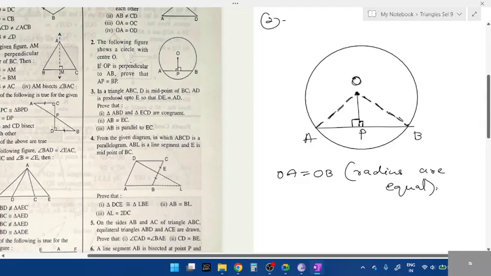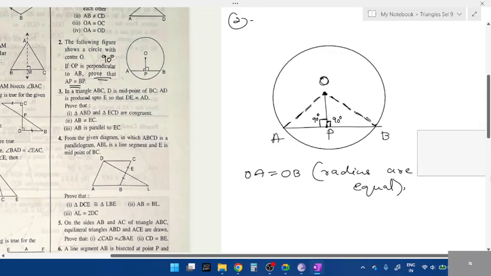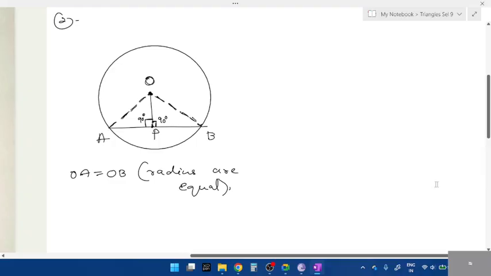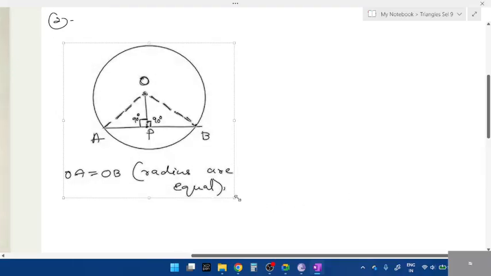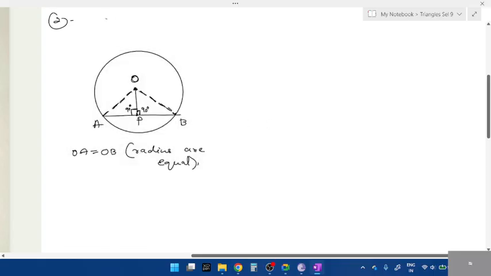Okay, now go back to the question they've asked. OP is perpendicular. Whenever you come across the word perpendicular, what's the angle formed? 90-degree. OP is perpendicular to AB, meaning what's the angle formed on both sides? 90-degree. What do you have to prove? You have to prove AP is equal to BP. First, don't write. First, concentrate here. All these are tough questions.